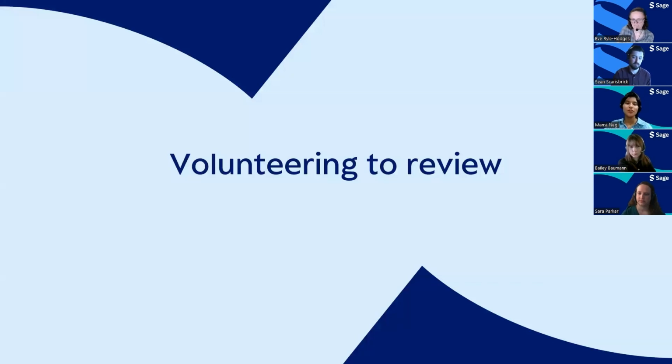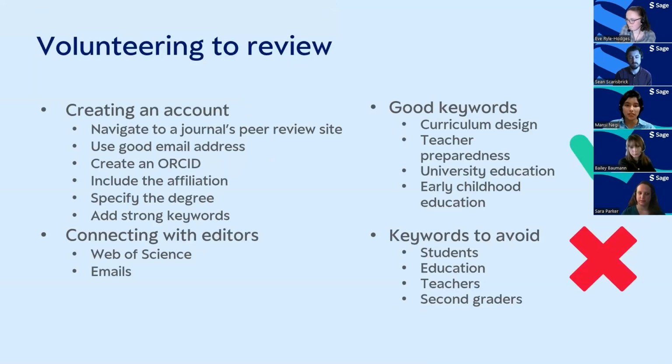So now that you know what to look for when peer reviewing, how do you volunteer to review for Sage Open? To volunteer to review for Sage Open, create an account on Sage Open's peer review site on SageTrack. Make sure a regularly checked email address is used. Institutional email addresses are preferred. Create or add an ORCID ID. Include your full affiliation. Specify your degree and qualification and choose an appropriate salutation.